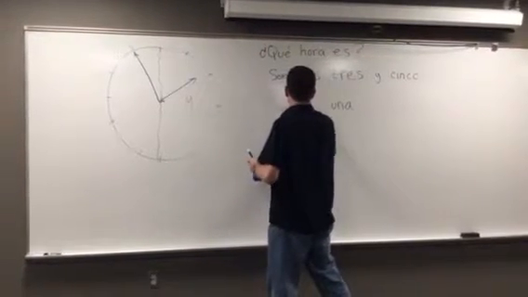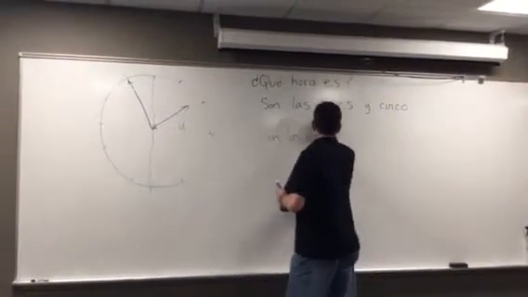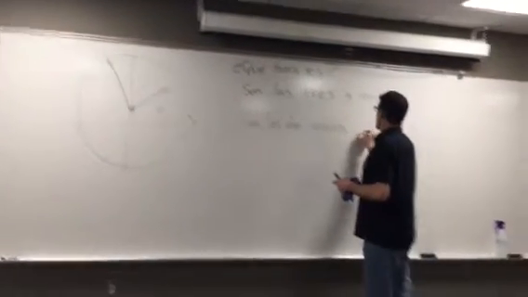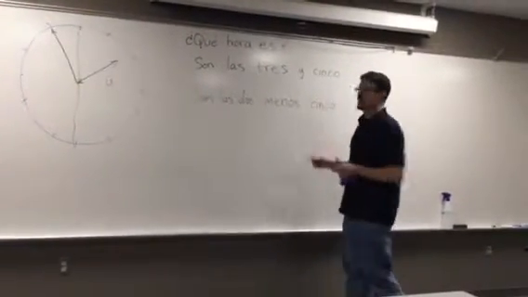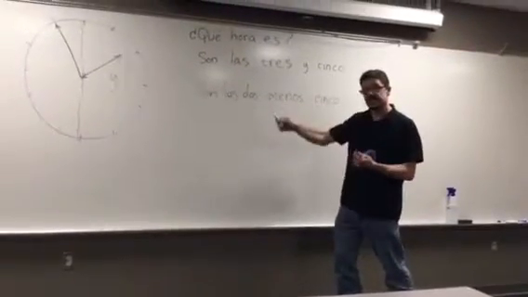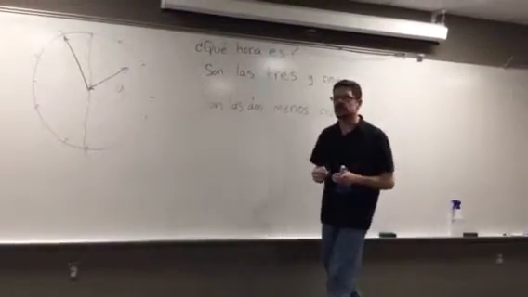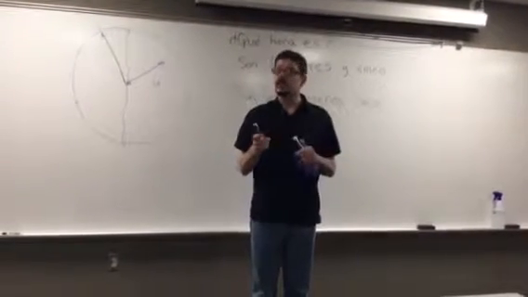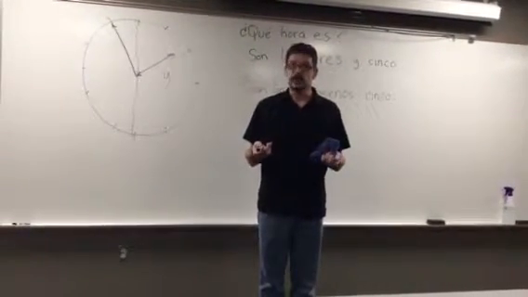Son las dos menos 5. So it's 2 minus 5. We do something similar in English. We say it is 5 to 2, which is the same as 1:55.